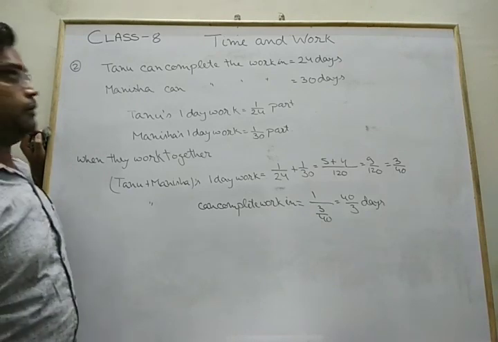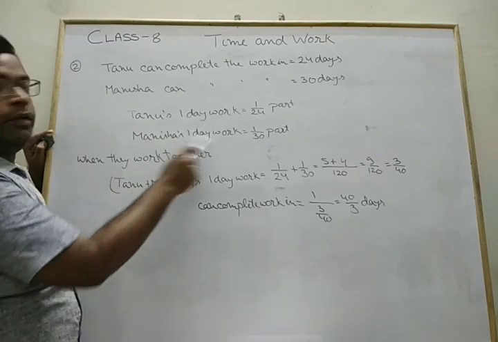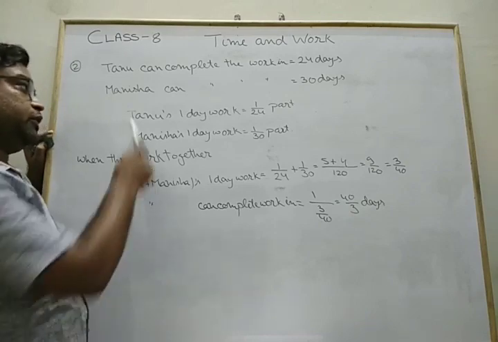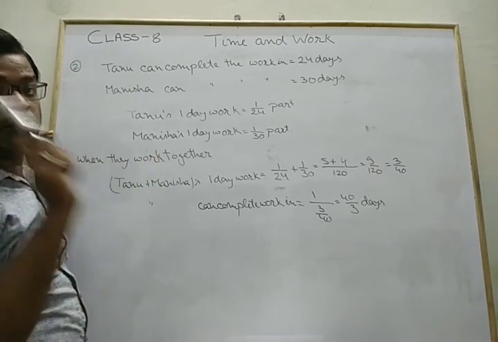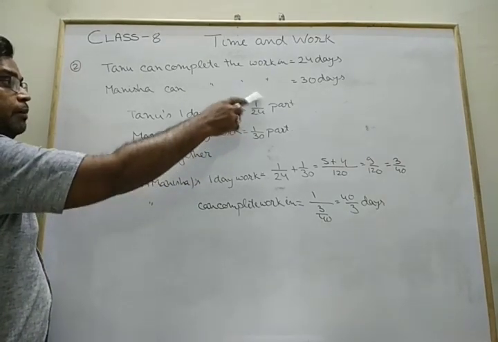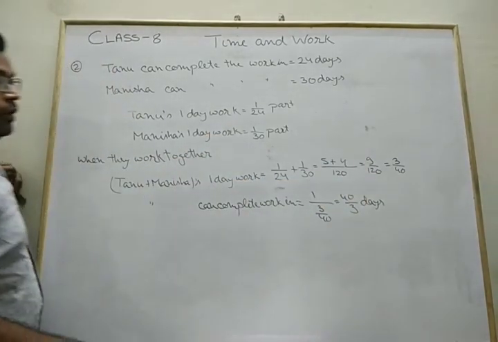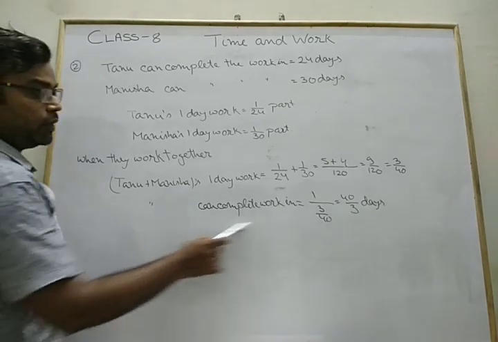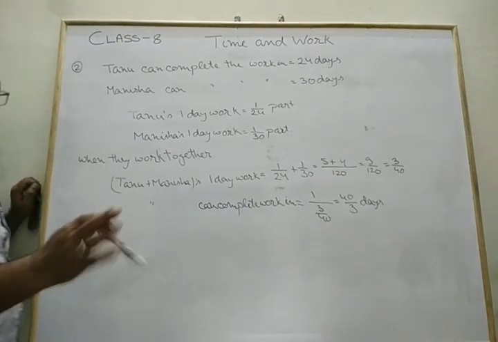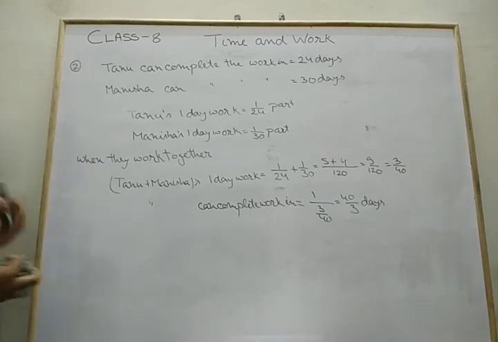Once again, let me clear. First, this part is given to you. From this part, you can find out each one's 1 day work. Always remember, if any type of combined work is there, we must first find out everyone's 1 day work or unit time work. Then, when they join, in 1 day Tanu completes this part, Manisha completes this part, meaning in total this part they can complete in 1 day. So to complete the work, 1 divided by this, we have this number of days. This is the concept of the working formula, the time and work formula.